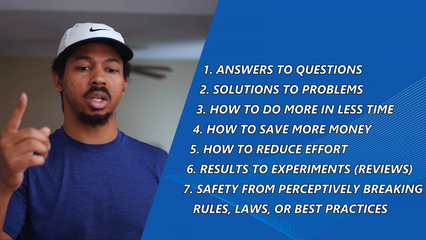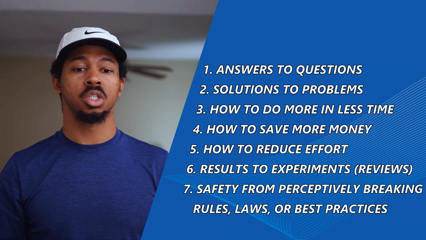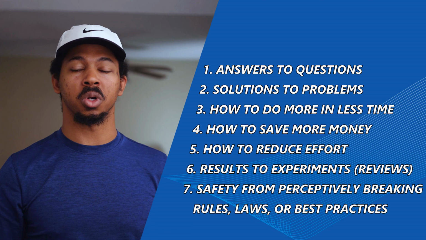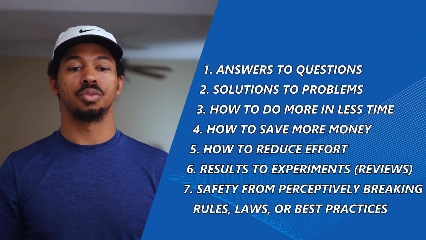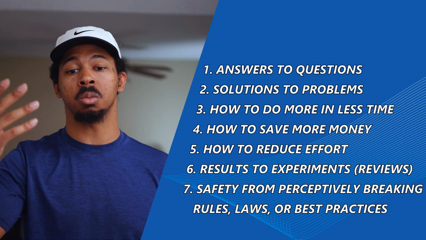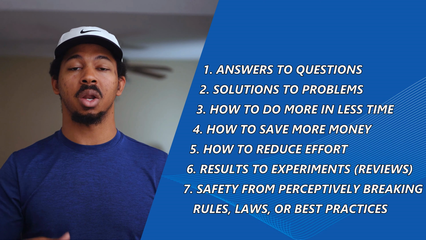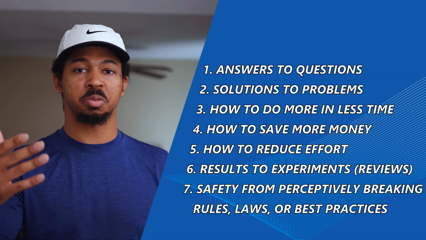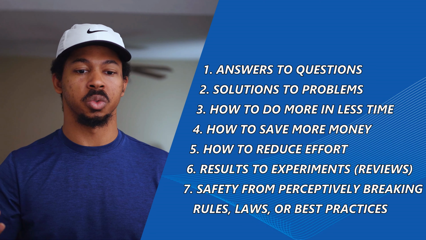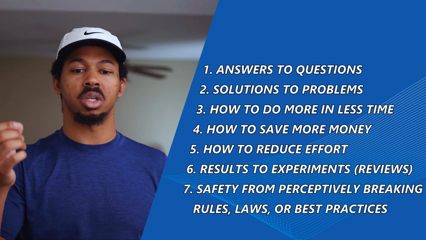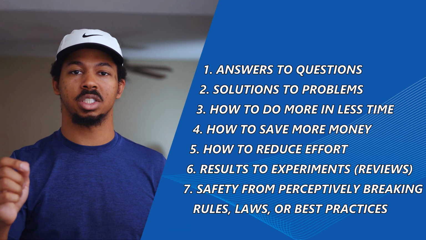Anyways, onto the principles. So these principles are: 1, answers to questions; 2, solutions to problems; 3, how to do more in less time, or save time, or shortcuts; 4, how to save more money, or spend less money, or how one can earn more money; 5, how to reduce effort when doing something; 6, results to experiments, or what the internet calls reviews; and 7, safety from perceptively breaking rules, laws, or best practices.